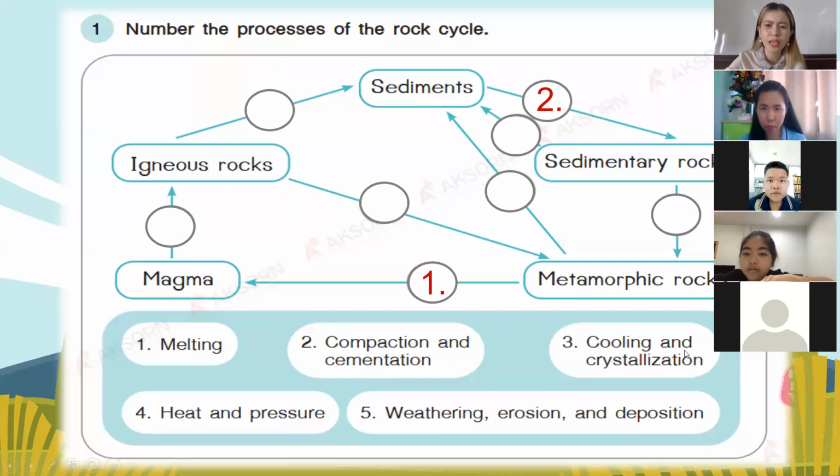Number 3, cooling and crystallization. What should we cool down? When this thing is cooled down, it will turn into igneous rock. So where? Is it 1? You choose from the circles. 1, 2, or 3? 3. Crystallization. Okay.